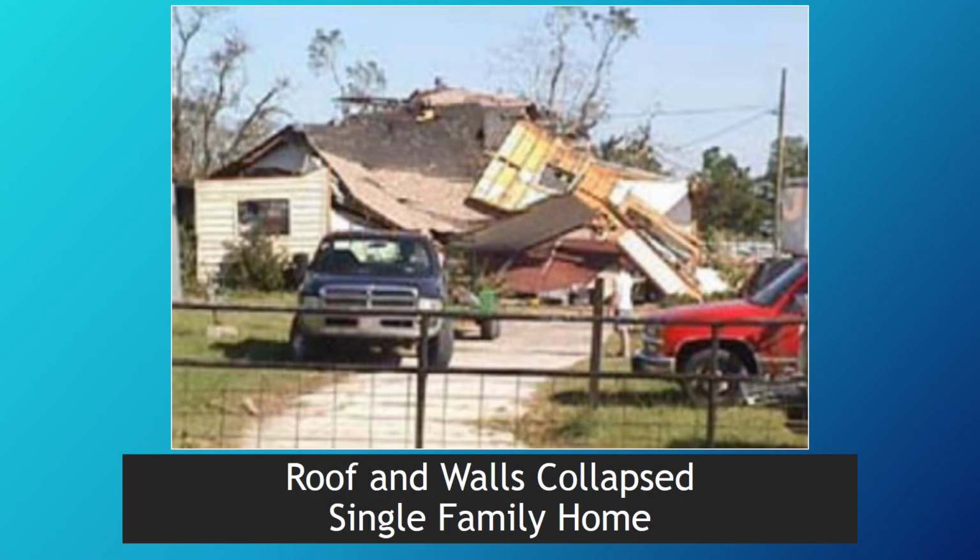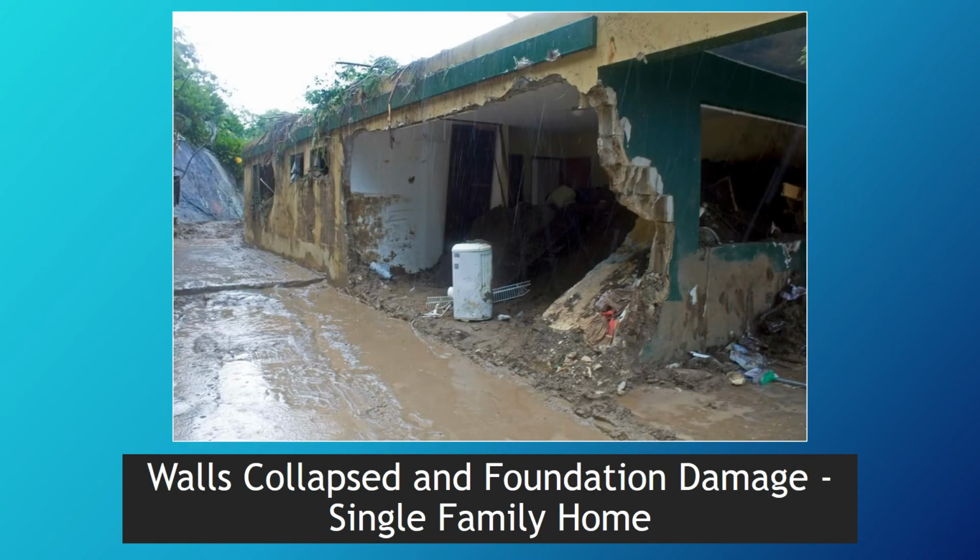Wind damage caused this home's roof and walls to partially collapse. Since multiple structural components are damaged, this home would be classified as destroyed. In this example, there is damage to the structure's wall and foundation, so it would be destroyed.